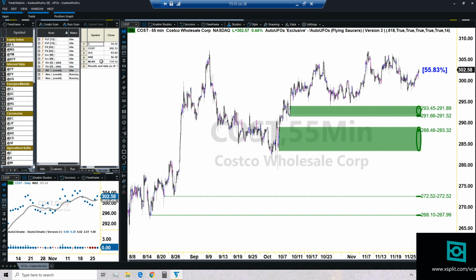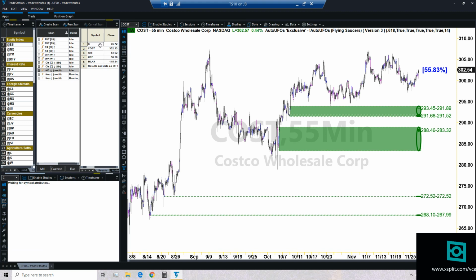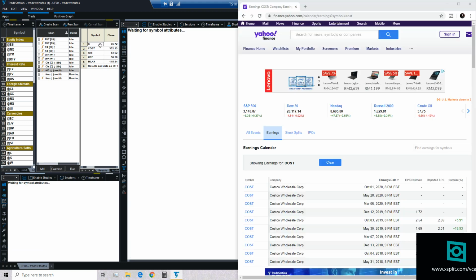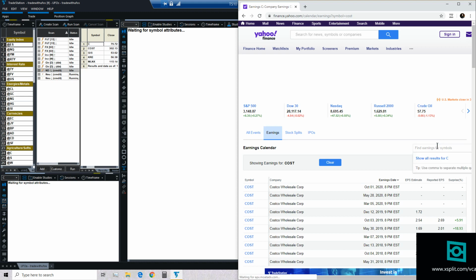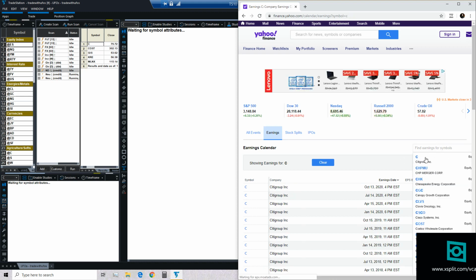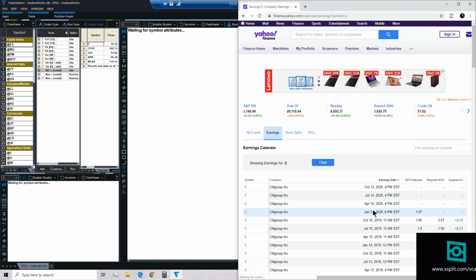But again, we looked at this one the other day, not too many days ago, and liquidity was really disappointing. So then I will pass on this one, and therefore I will be moving into Citigroup. To check Citigroup, first thing I'm gonna do is look at the earnings dates, which happens to be January 14.